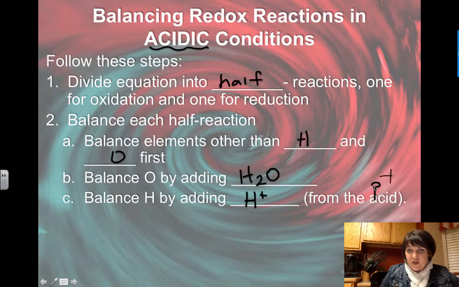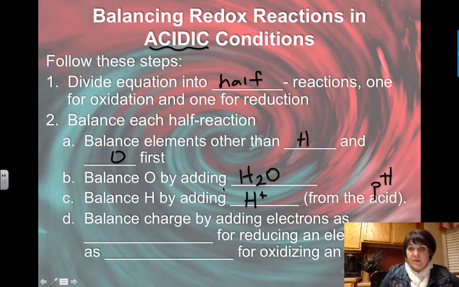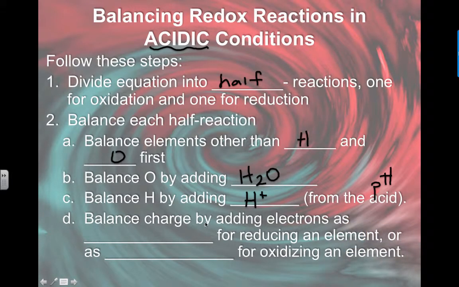That's what that pH factor is all about. It's about how many hydrogen ions there are in the acid. So it's okay to add water and hydrogen because they're in the solution too. Then we balance the charge by adding electrons as a reactant for anything that was reduced, or as a product for anything that was oxidized.